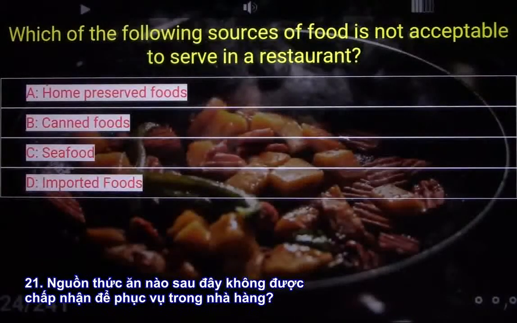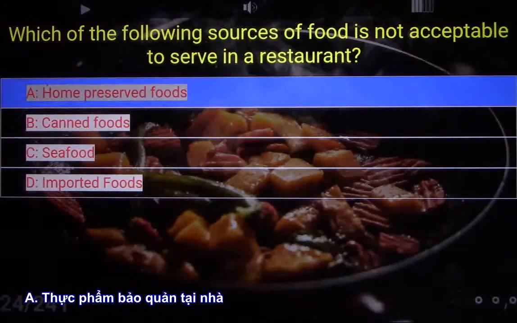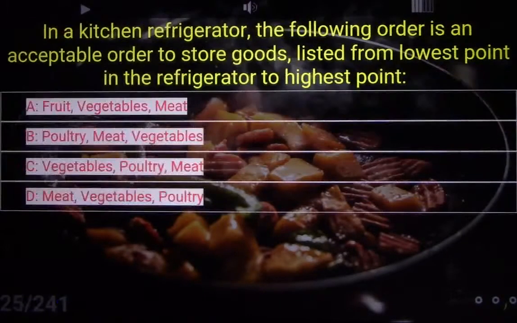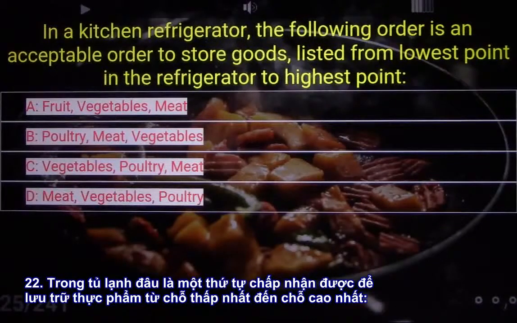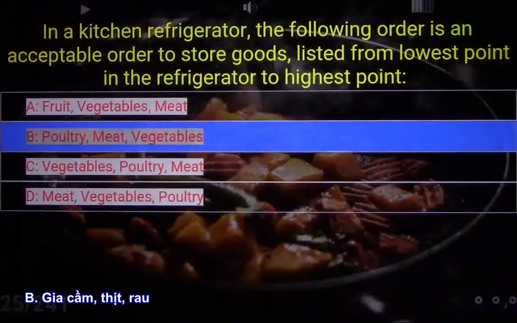Which of the following sources of food is not acceptable to serve in a restaurant? A. Home preserved foods. In a kitchen refrigerator, the following order is an acceptable order to store goods, listed from lowest point in the refrigerator to highest point. B. Poultry, meat, vegetables.